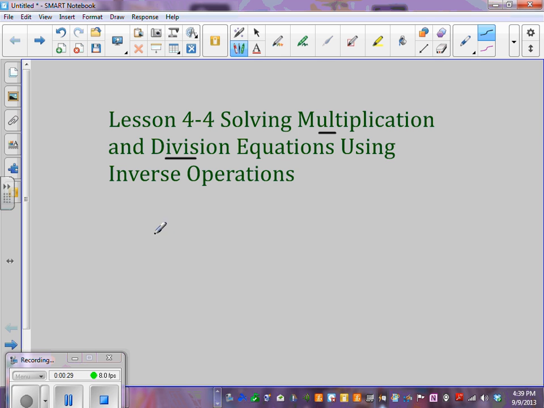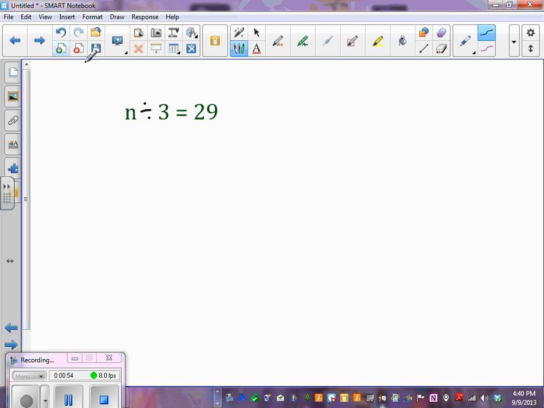So let's remember the inverse operations. The inverse operation of multiplication is division, and the inverse operation of division is multiplication. So today, if you see a division equation with a variable, you're going to be multiplying, and conversely, if you see multiplication, you're going to be dividing. So let's try a few.